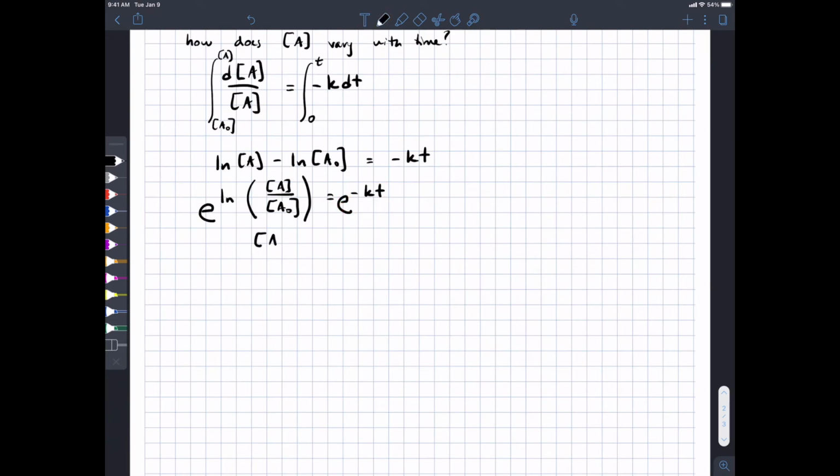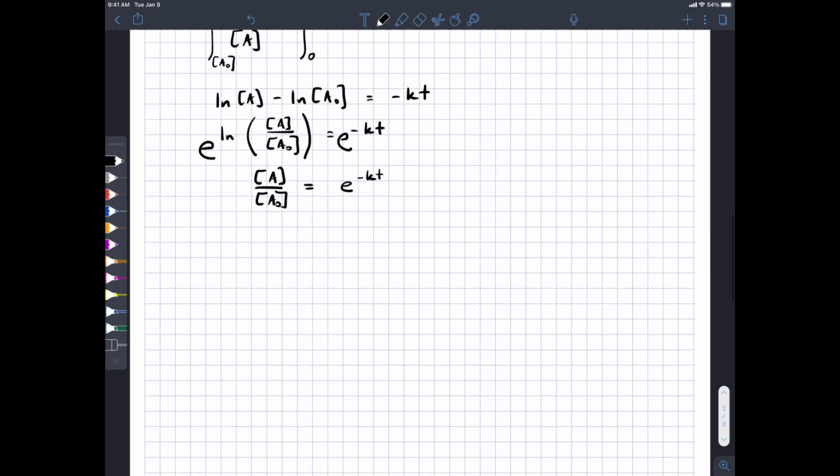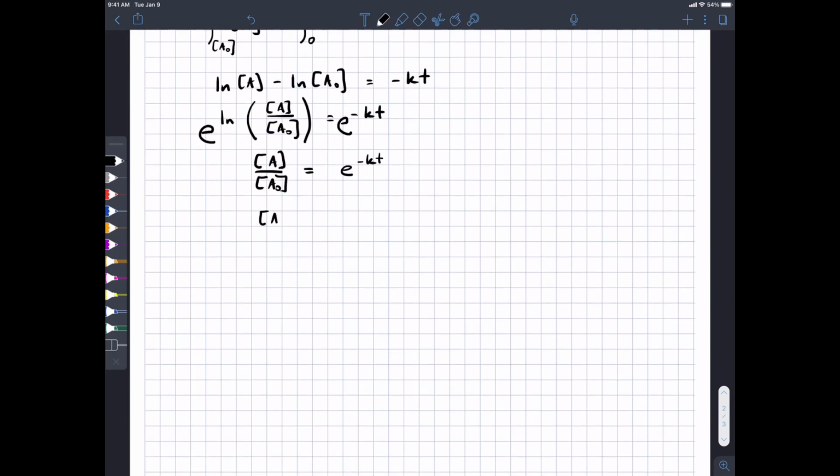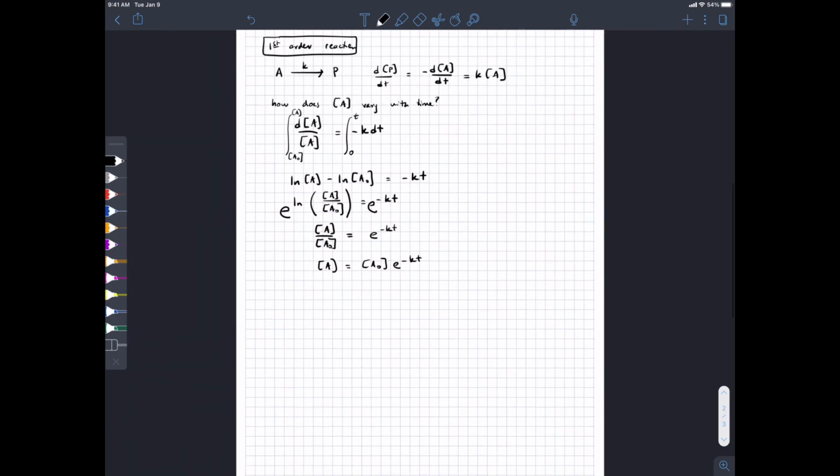And so that allows us to say that the ratio of A at time t to the concentration of A at time 0 should equal the exponential of, or the number e raised to the minus kt power. And then we'll just multiply both sides by the starting concentration of A to get this integrated rate law. And probably in general chemistry you had to derive that.